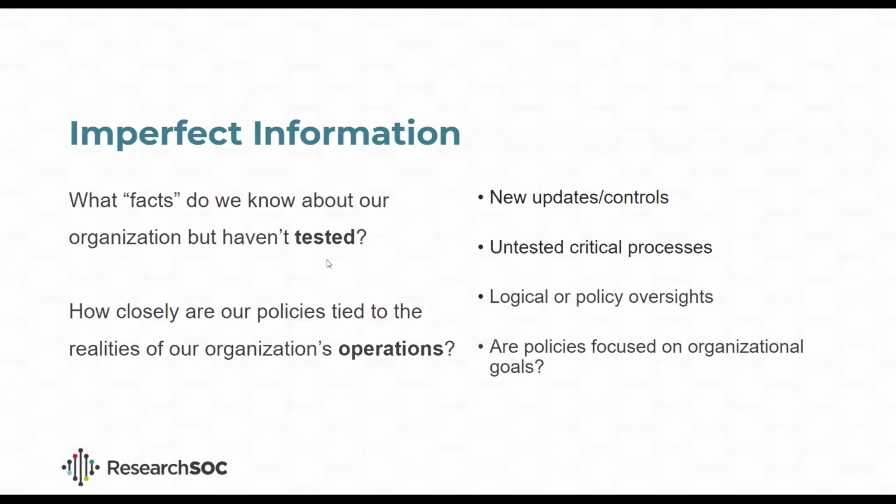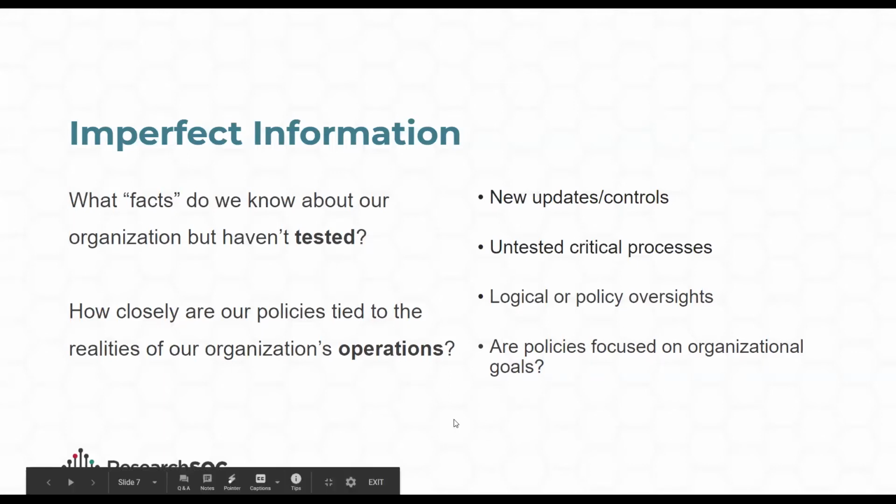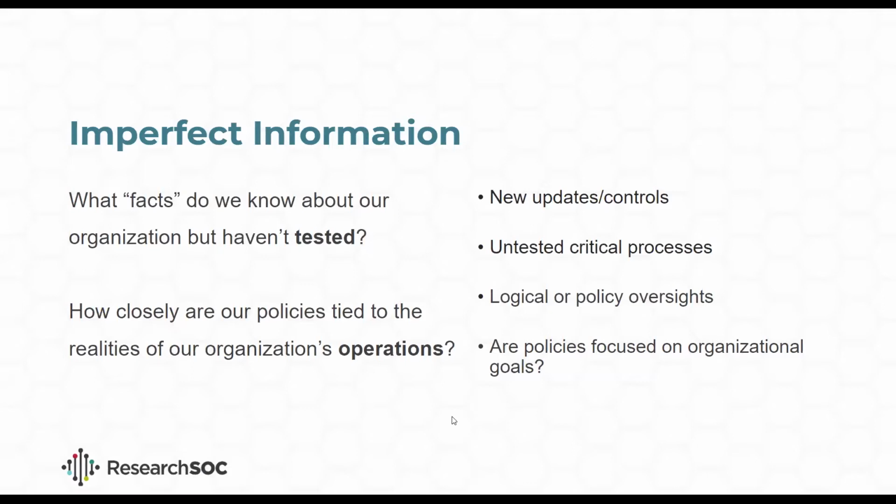So what things do we know but we haven't tested? Systems that have changed, been patched, critical processes that we're introducing new components to, policies or procedures that we've written in a meeting somewhere and then not tested in practice. Inventories that we may not have actually verified against our actual equipment. We need to know what we have before we can secure it.